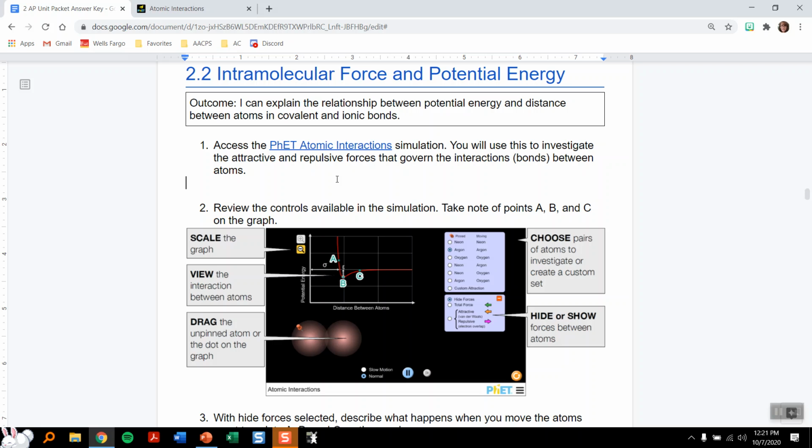You will use this to investigate the attractive and repulsive forces that govern the interactions, the bonds that can occur between two atoms. So review the controls that are available. You can scale the graph. You can view the interaction between the atoms. You can either drag the unpinned atom or the dot on the graph. This allows you to choose pairs of atoms to investigate, or you can do custom set. And then there's hide or show the forces that are occurring between the atoms.